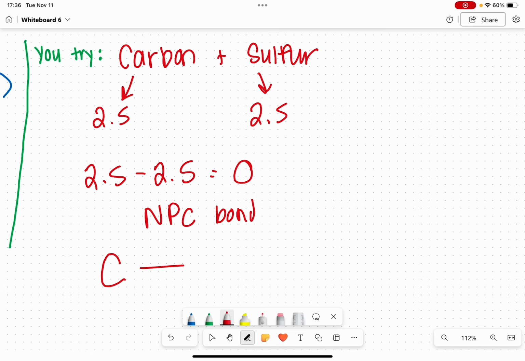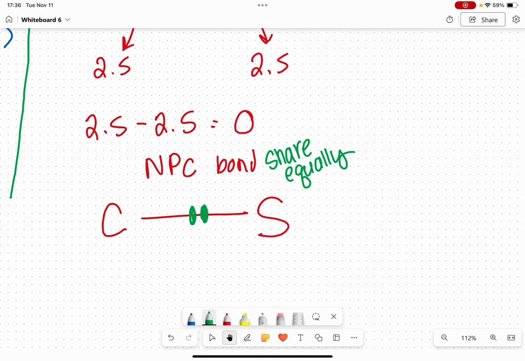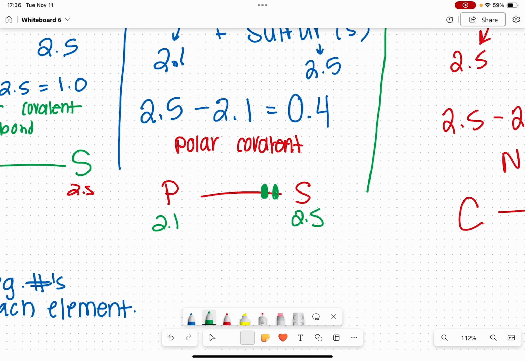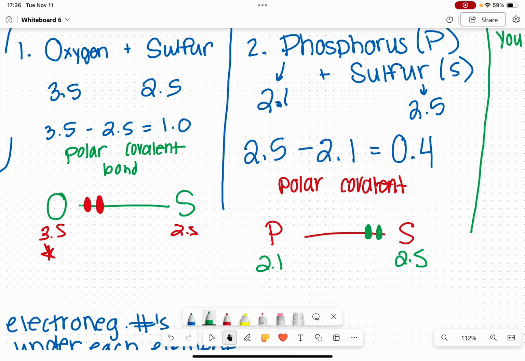So if we were to draw that, C and S, my electrons are going to go exactly in the middle because they share equally. They both have an equal hold on it. So I'm going to put them in the center. Whereas the other two were polar covalent, they shared unequally, so we put our electrons closer to the higher electronegativity value.